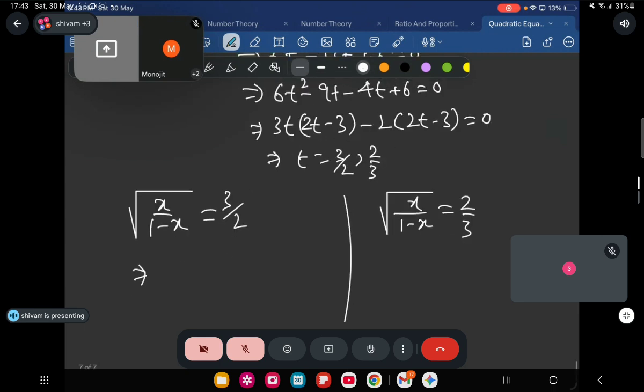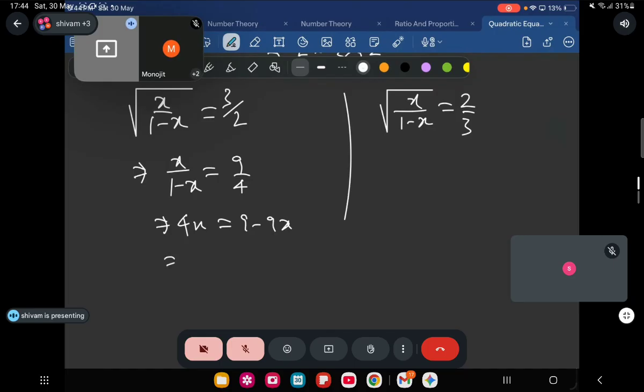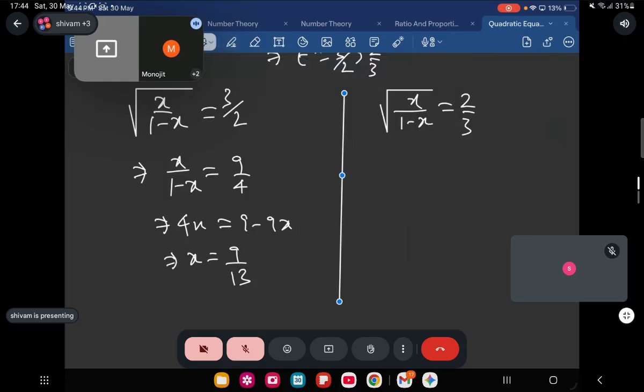No. After this, you are making a mistake. You see, you square both sides. You get x by 1 minus x, and this will be equal to how much? 9 by 4, isn't it? So from here, it's a linear equation: 4x equal to 9 minus 9x. I am getting x equal to 9 by 13 from here. Tell me. Are you getting? Yes, sir. I took 1 plus x instead of 1 minus x.